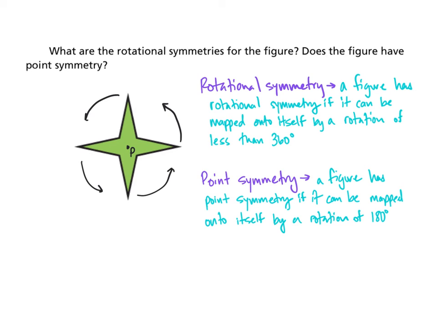But if I were to rotate it to where this east-facing point points north, and the north-facing point points west, and the west-facing point points south, and so on, then that would work. And that would be a 90-degree rotation, right? I'm rotating it a quarter of the way around the circle. So it looks like it has 90-degree rotational symmetry. Right, 90 degrees seems to work.